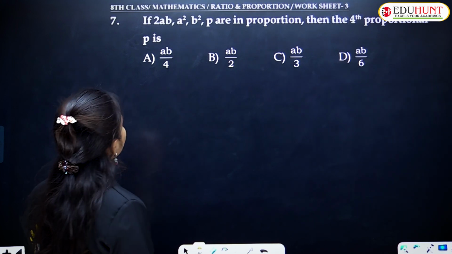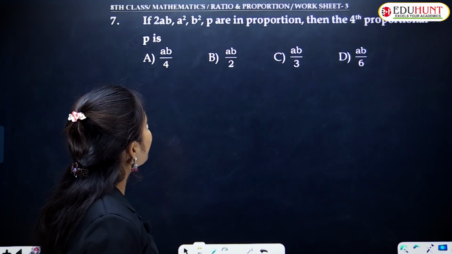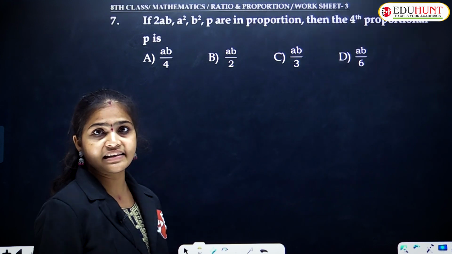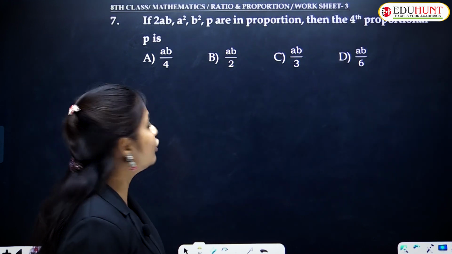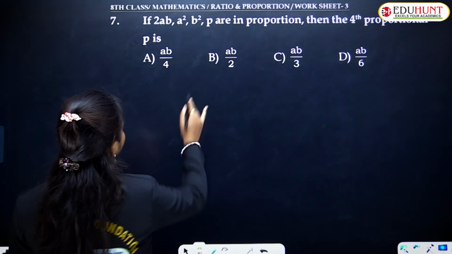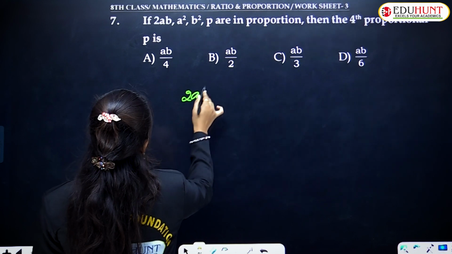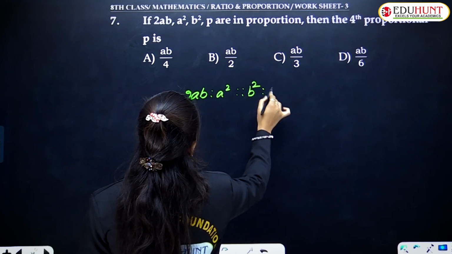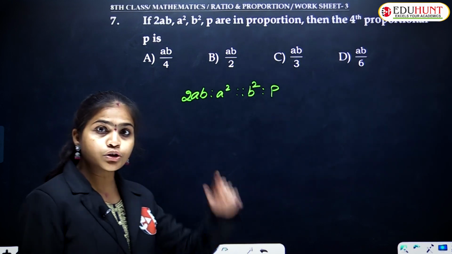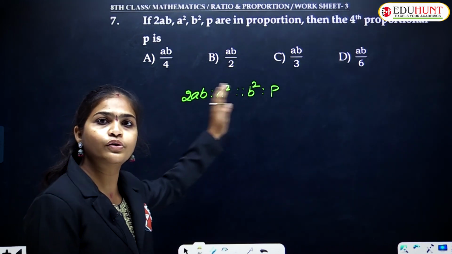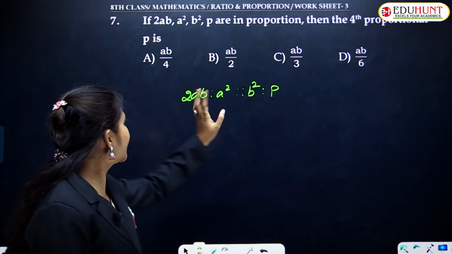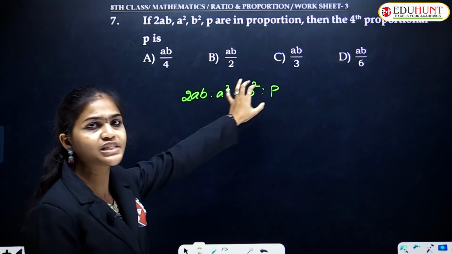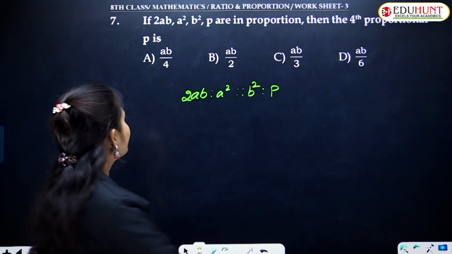If 2ab, a square, b square, comma p are in proportion, then the fourth proportional p is, they are just asking what is the value of p here. According to the question, 2ab, a square, b square, p are in proportion. In the question they directly say that these 4 terms are in proportion. So we can write this as 2ab is to a square as is to b square is to p.